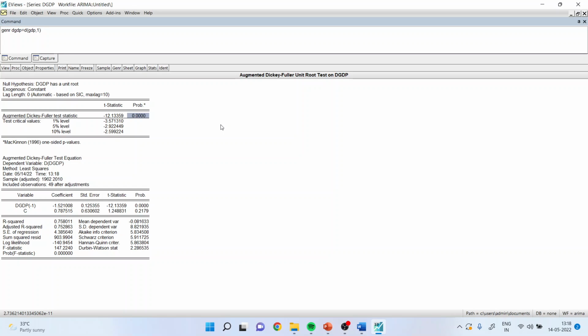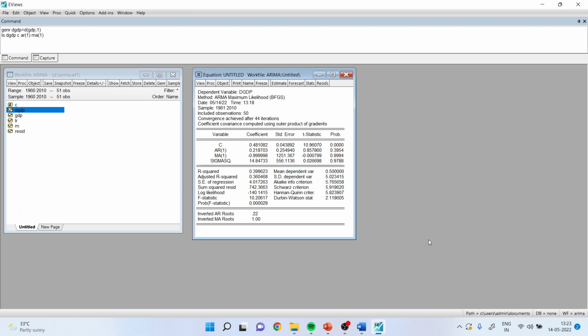Now we will have to create the model one by one. How we can create the model? Either we can create the model from here, that is I'll enter ls dGDP C AR(1) MA(1). So it will generate the following results. This is one way in which you can run the regression.